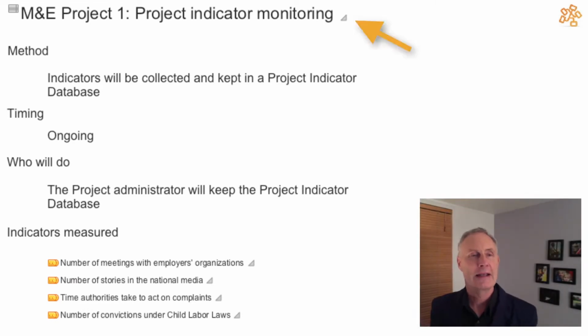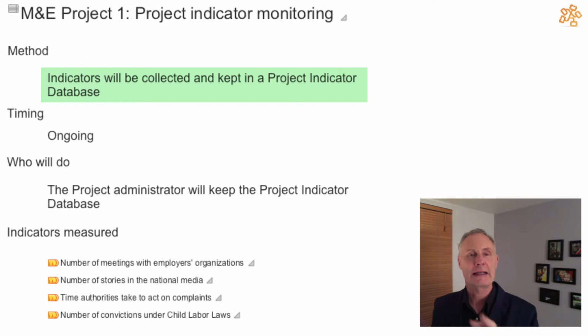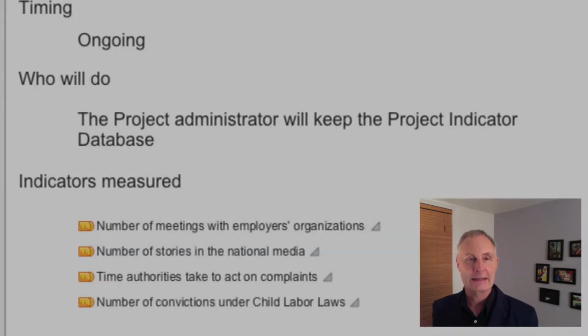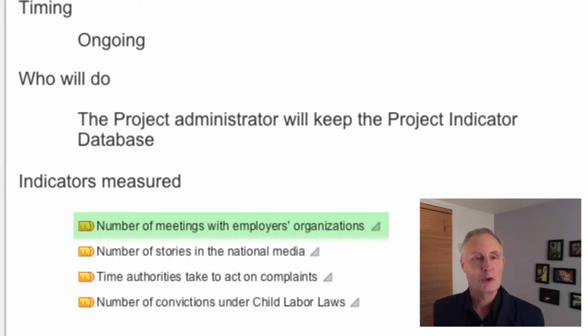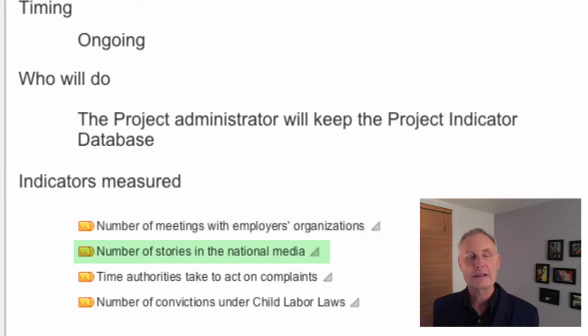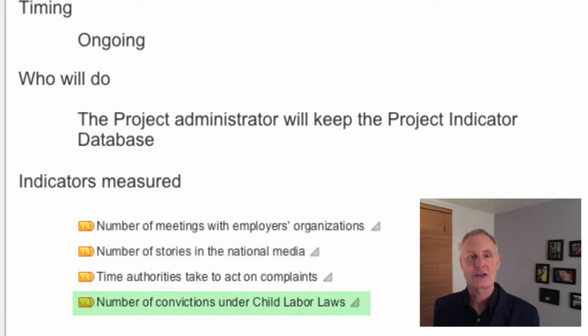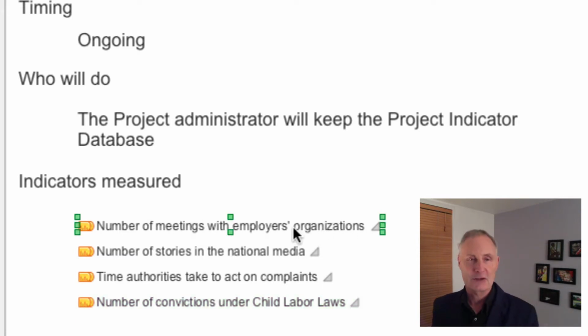Let's look at the first of these, M&E Project 1, Project Indicator Monitoring. In this project, the method will be indicators will be collected and kept in a project indicator database. The timing of this project will be ongoing, and the project administrator will be the one who will do the work in this M&E project. And what you've got down the bottom is the indicators being measured: the number of meetings with employers' organisations, the number of stories in the national media, the time authorities take to act on complaints, and the number of convictions under child labour laws.